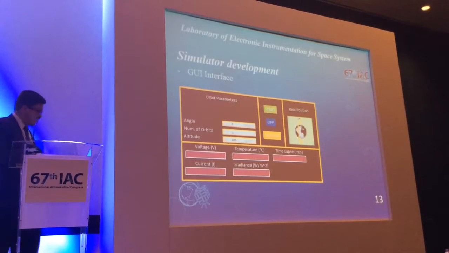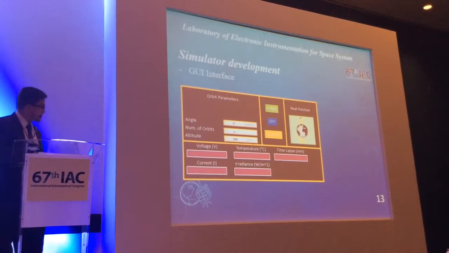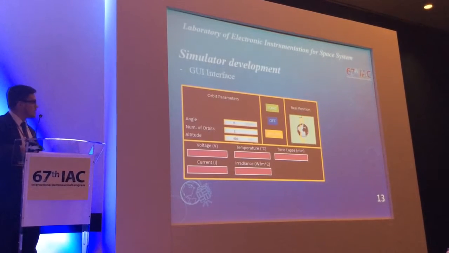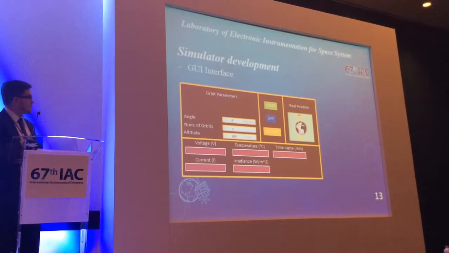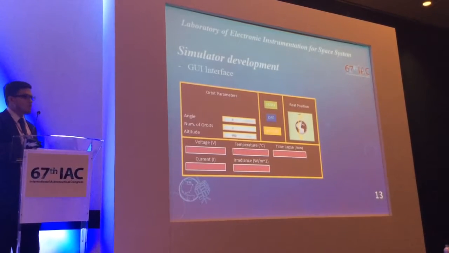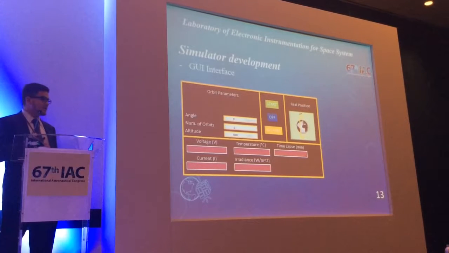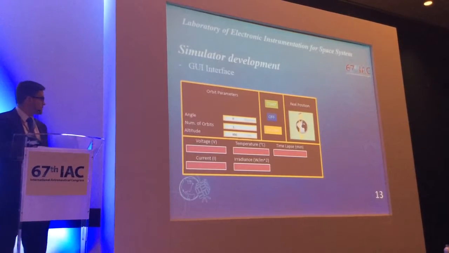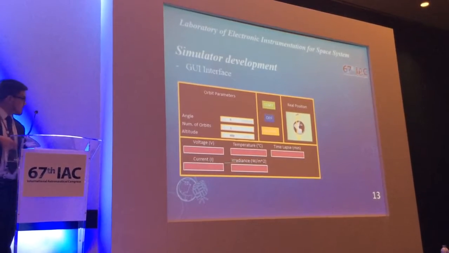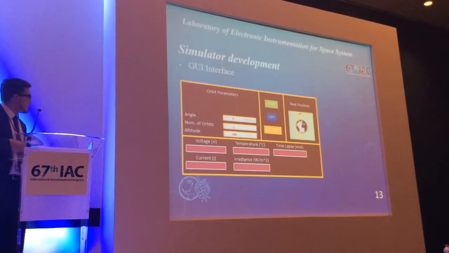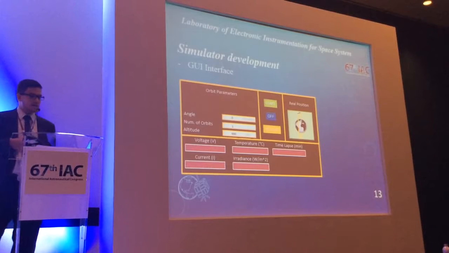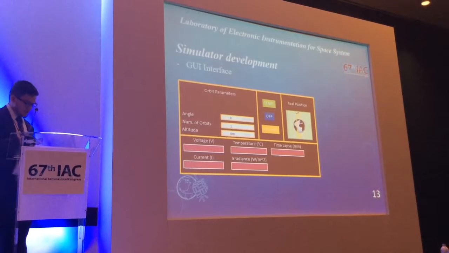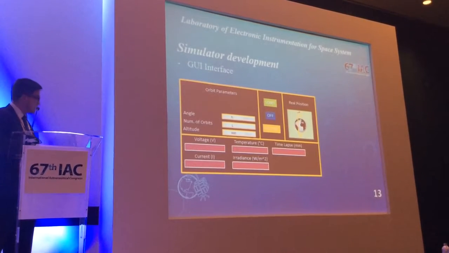And here on the right of the graphic user interface, we can see the real positions. They show us the position during the period of simulation, where our satellite is. Here we can see the voltage, the current, the irradiance, the temperature, and the time lapse during the period of simulation. These are real-time values.